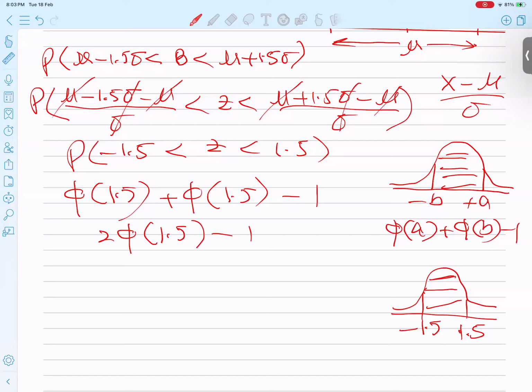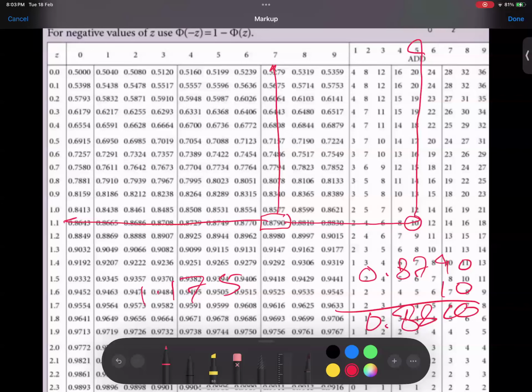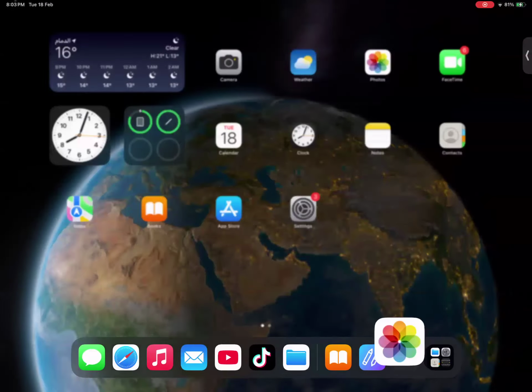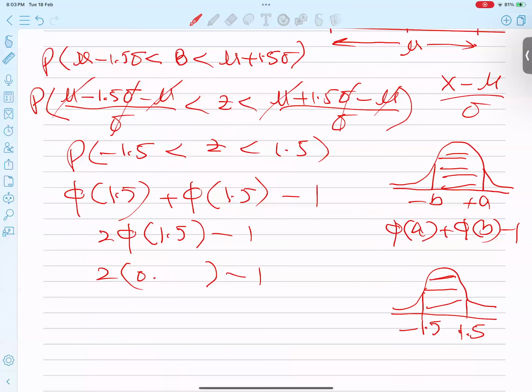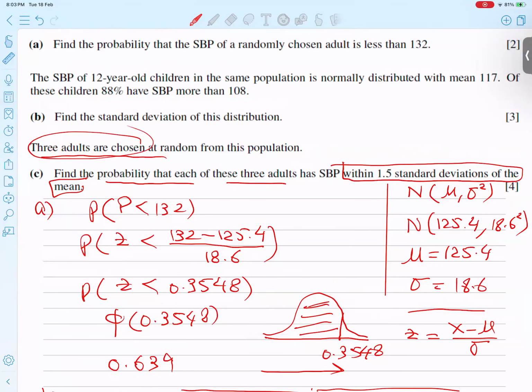And now what will I do? I will find this value 1.5 from the table. 1.5 is 0.9332, 0.9332. And if I solve it, I get 0.8664. This is a probability, but he said that our sample is 3 adults, and you know it very well.